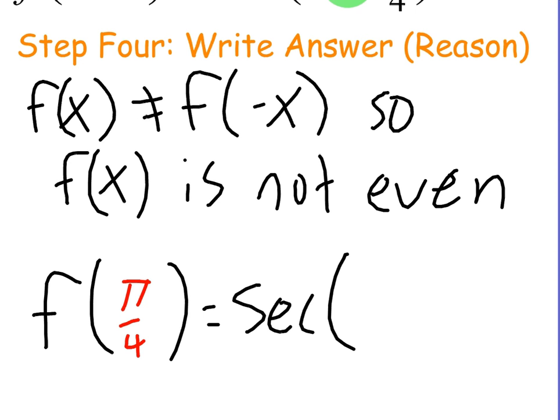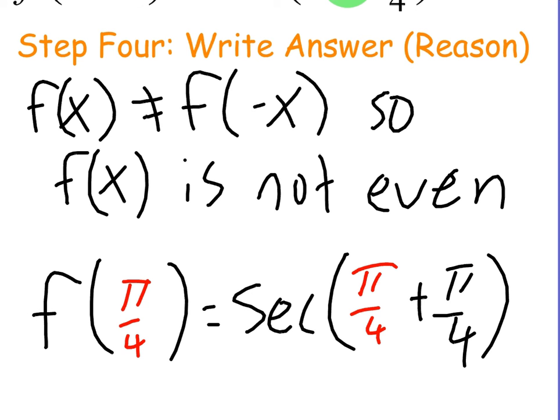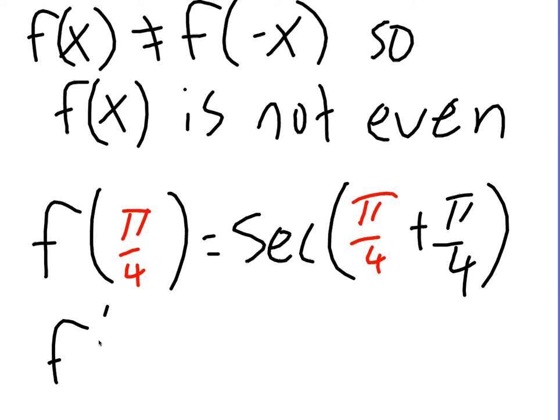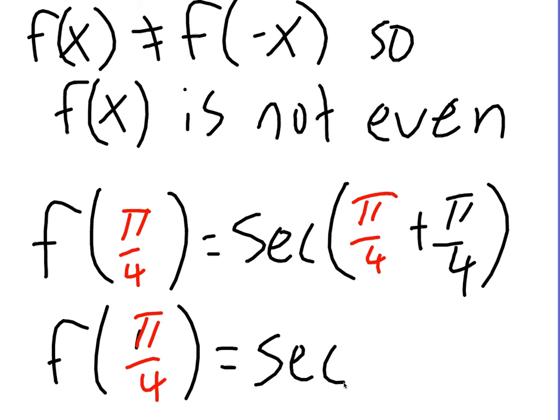Okay, so first of all, I'm going to plug in pi over 4 to the original. So it's going to become secant of pi over 4 plus pi over 4. Does anybody know what pi over 4 plus pi over 4 is? It is, let's do red again so we're clear here. Pi over 4 plus pi over 4 is pi over 2.